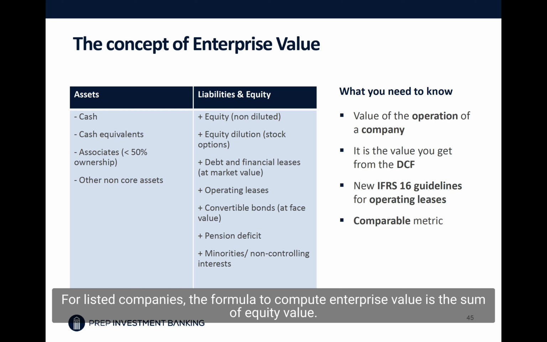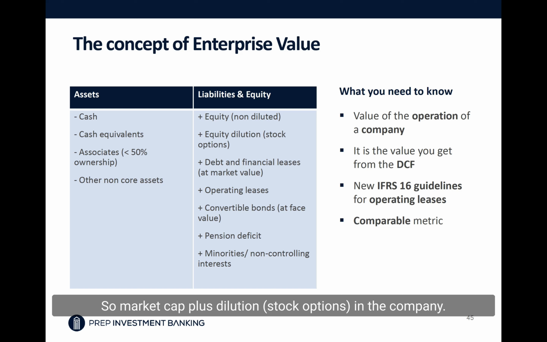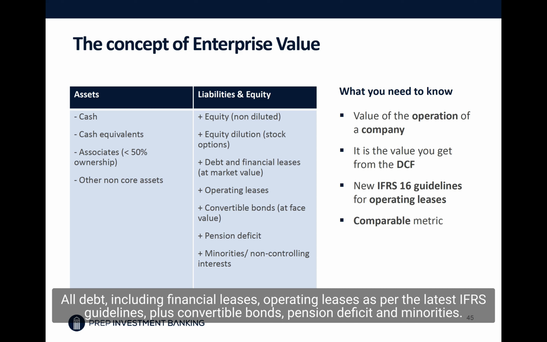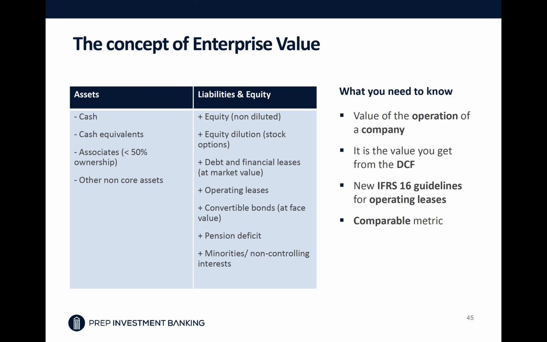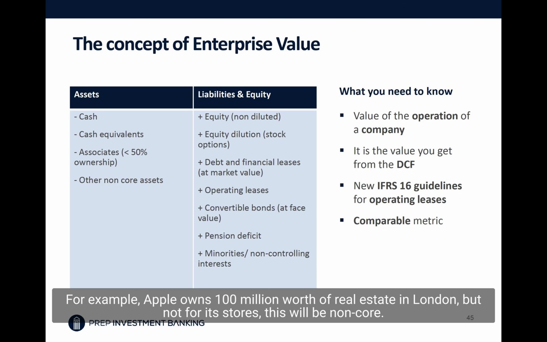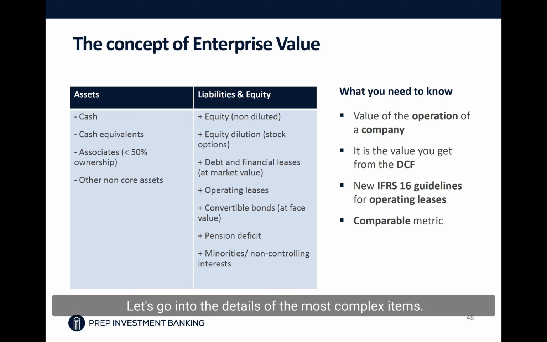For listed companies, the formula to compute enterprise value is the sum of equity value, so market cap, plus dilution, stock options in the company, all debt, including financial leases, operating leases, as per the latest IFRS guidelines, plus convertible bonds, pension deficit, and minorities. From this sum, you will need to deduct cash, cash equivalents, associates, and other non-core assets. For example, Apple owns 100 million worth of real estate in London, but not for its stores. This will be non-core. Let's go into the details of the most complex items.